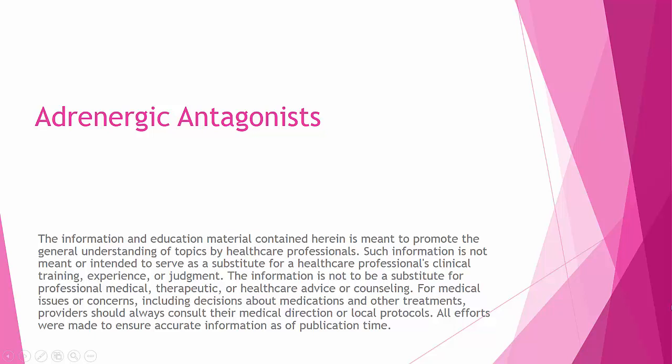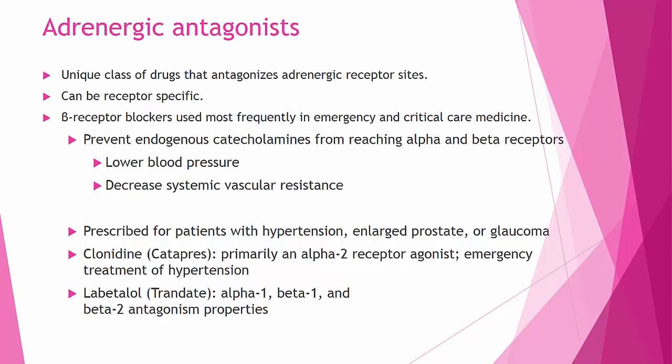Alright, so in this section we're going to go over some adrenergic antagonists, and we're also going to go over some parasympatholytics. Parasympatholytics. It's a mouthful. So when we're talking about the adrenergic blocking drugs, or the antagonists, these are a unique class of drugs, and they can be receptor specific or they may be just general. But you're primarily going to be looking at your alpha and your beta adrenergic blocking drugs.